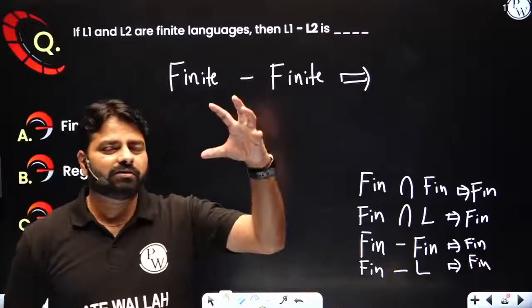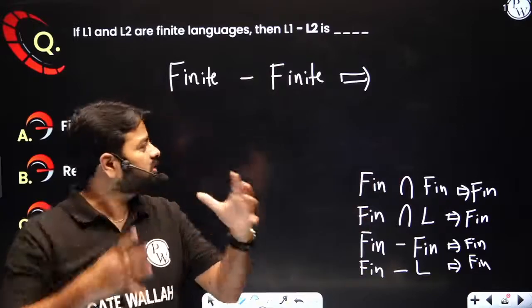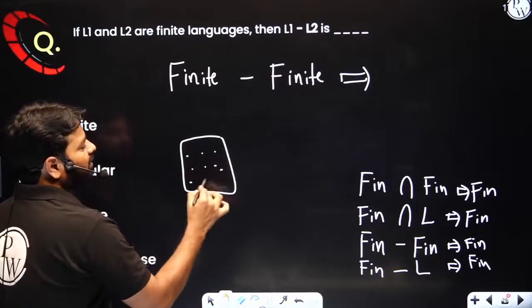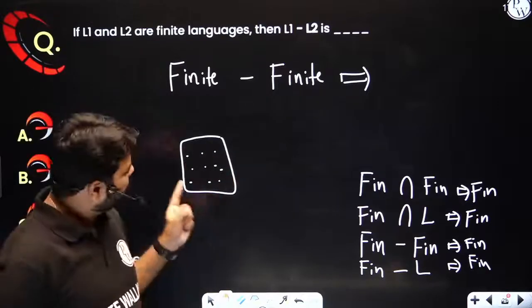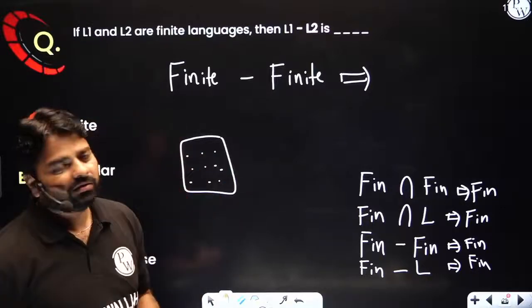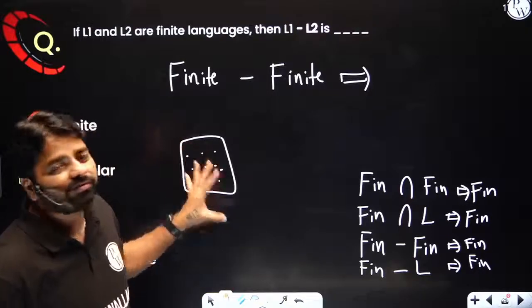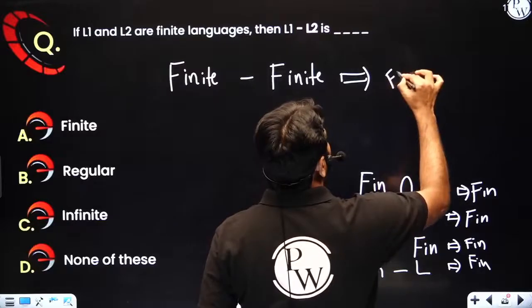From the finite set, assume you have a box, in this only finite strings are there. Delete anything, you will be left with finite only. You delete finite or delete anything, you have to be left with finite only. Either empty or non-empty, but you have to be left with finite only. So finite minus finite is always finite.